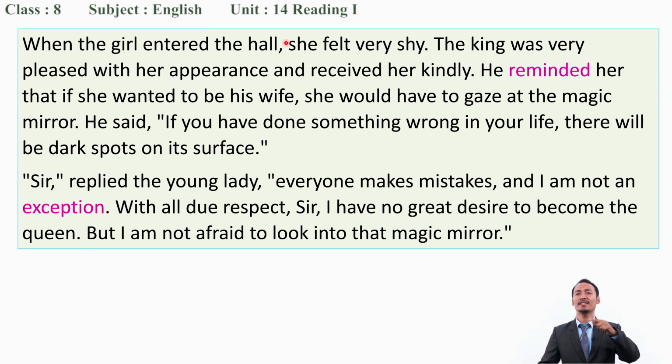When the girl entered the hall, she felt very shy. Okay, what does shy mean? Yes, shy. She was very shy. The king was very pleased with her appearance.